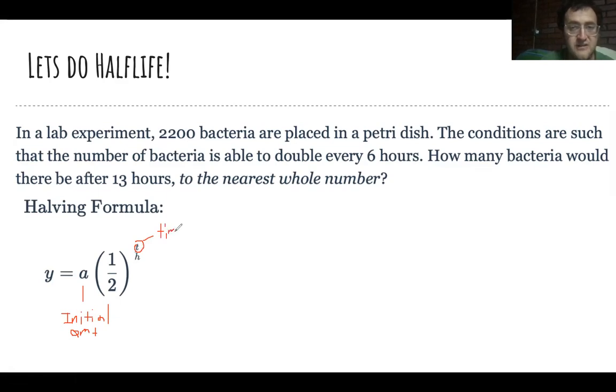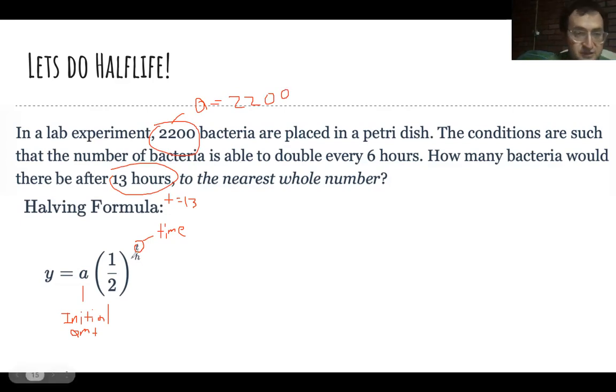So we want to know how much of the element is left after 13 hours. So we could say that T is equal to 13. 2,200 is our A, because that's our initial amount. So the good news is if you have a good read of the problem, you can actually figure out what all the variables are. And even though these formulas look big and bad, you can let the calculator take care of the rest. And then the H is going to be double every 6 hours.